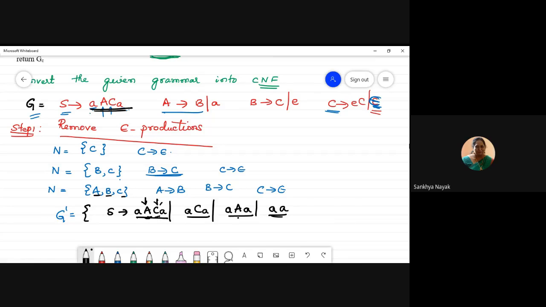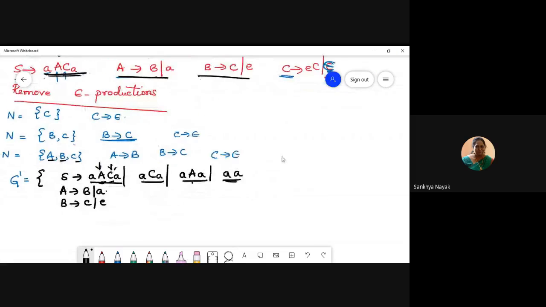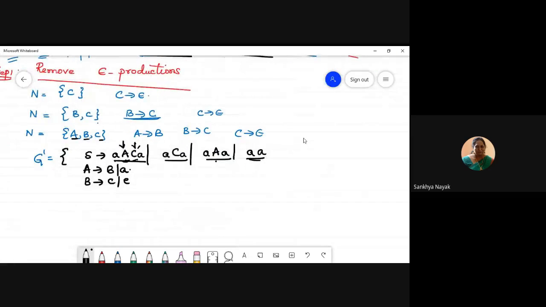Now let us come to this. A derives B bar A. Any change in that? No, it will remain as it is. What about B derives C? No change. B derives C as well as E remains as it is. And what about C derives?